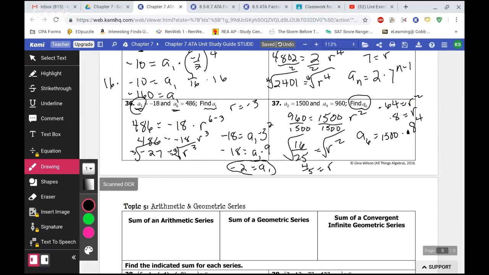Do you get 0.4096? Yes. Okay, for that part, and then times 1500. Do you get 614.4? Mm-hmm. Okay.